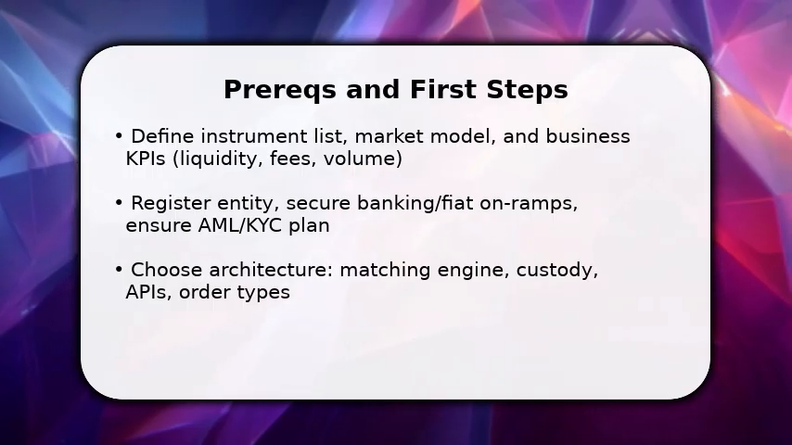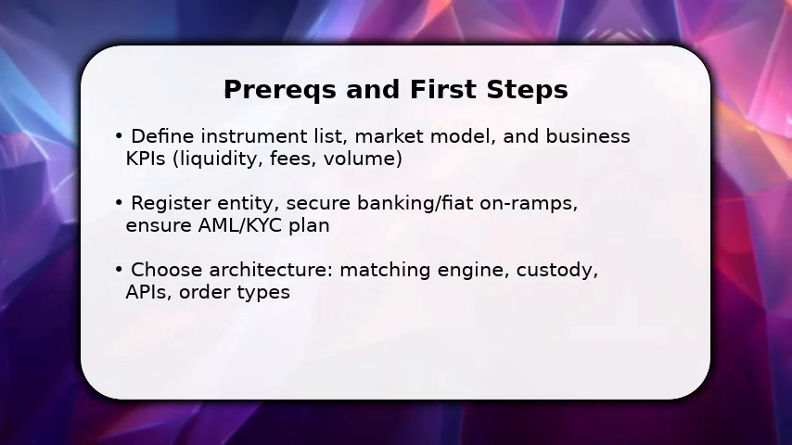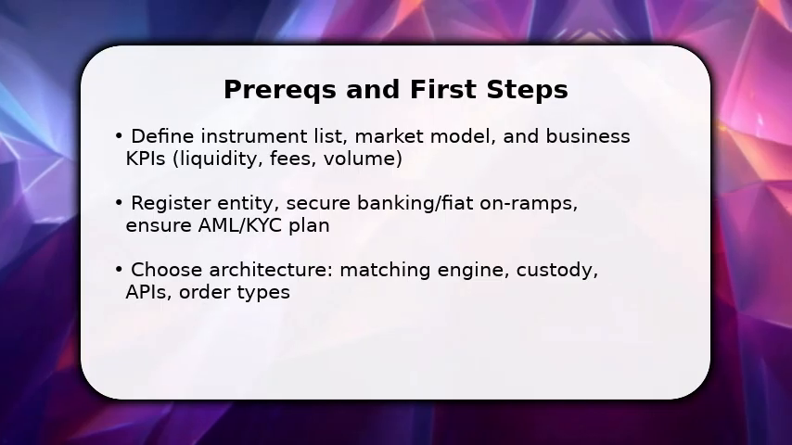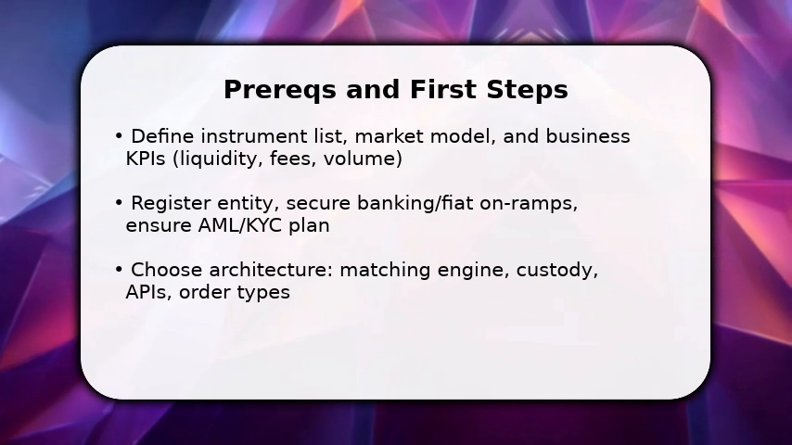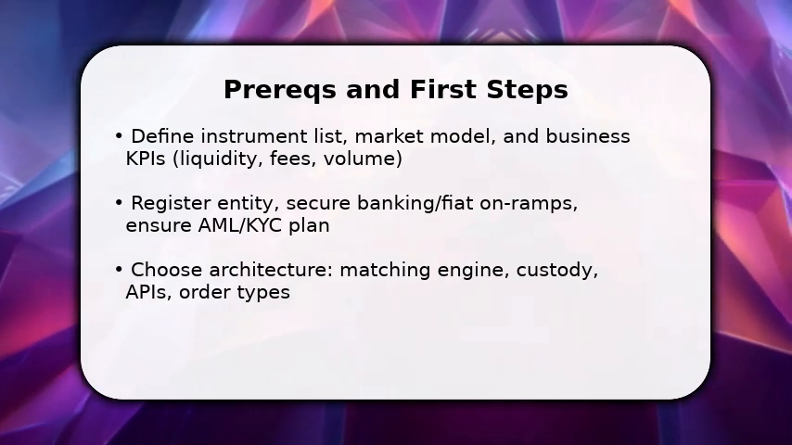Once done, choose a technical architecture. A high-performance matching engine, custody solution, and public APIs. Make sure to align these choices with your KPIs so development prioritizes what matters most.